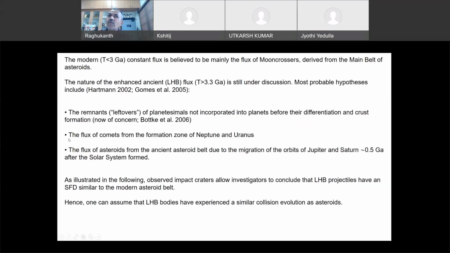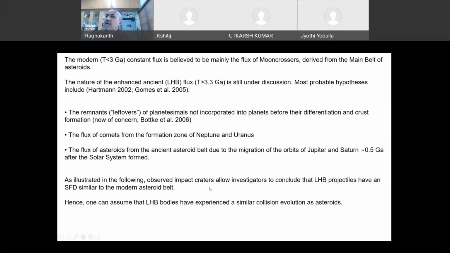And then the flux of comets. Actually, there was a huge comet flow from Neptune and Uranus at the formation of the solar system, or the flux of asteroids from the ancient asteroid belt, due to the migration we followed, right? So due to that, maybe this bombardment was very high in the starting stages. Okay, so that's what we said.